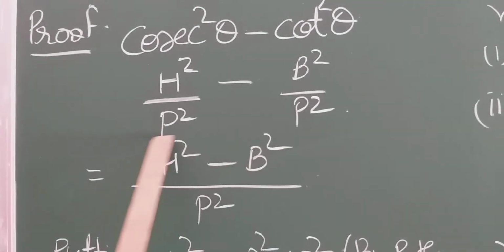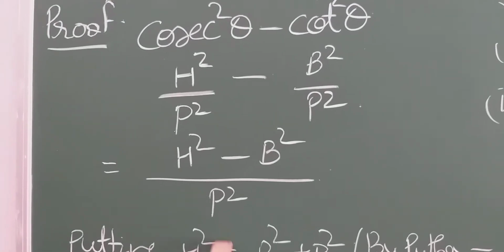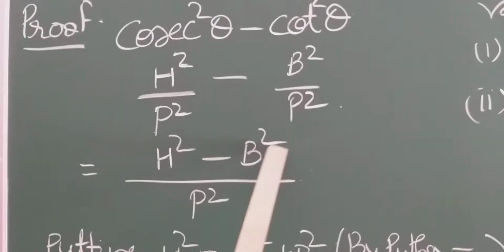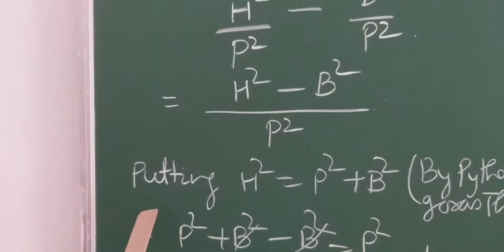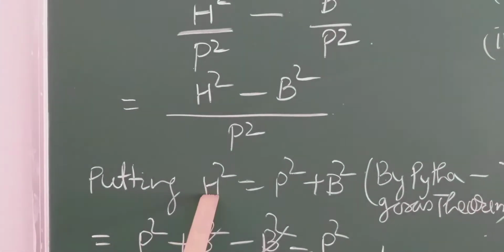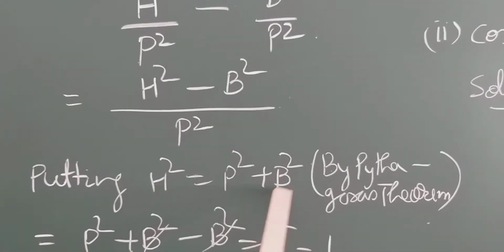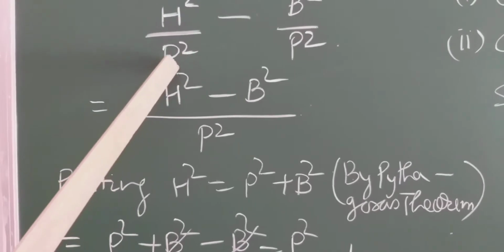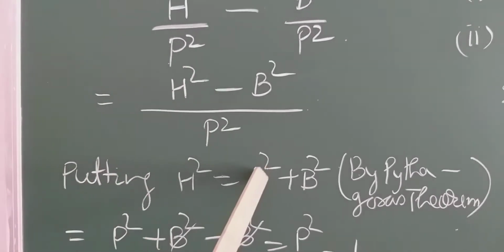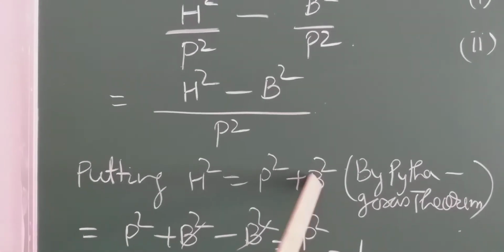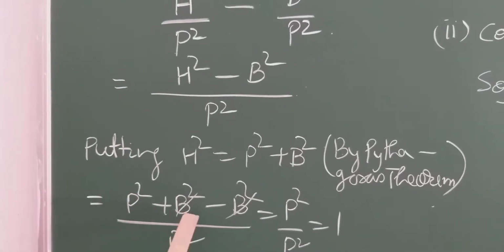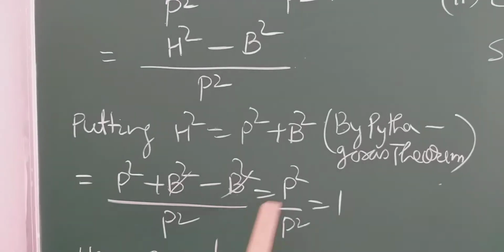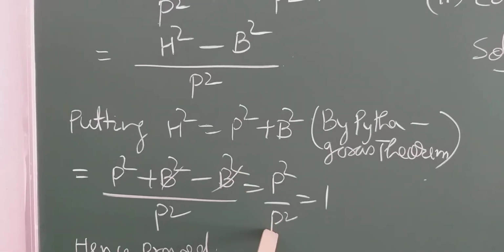We can take LCM, students. P square is the LCM. P square cancels. H square minus b square. Now students, we are going to put h square equals p square plus b square by Pythagoras theorem. So in place of h square we can write p square plus b square. So it will become p square plus b square minus b square as it is upon p square. So b square cancels. P square upon p square, so it is 1.